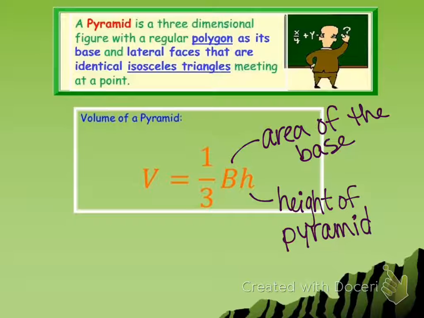Multiplying by 1/3 is the same as dividing by what? Nope.